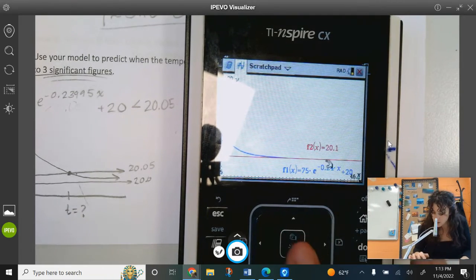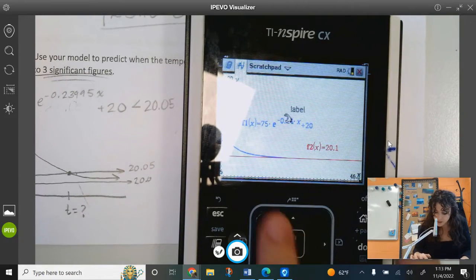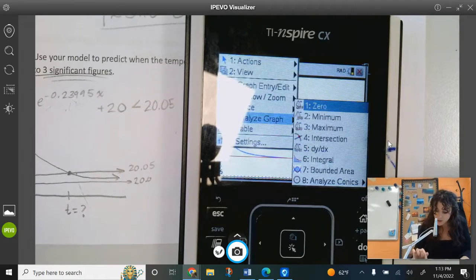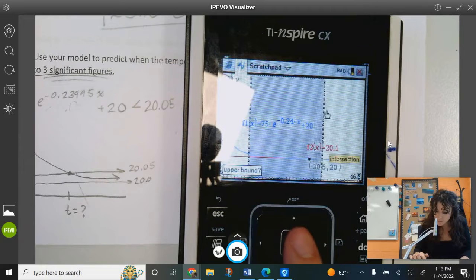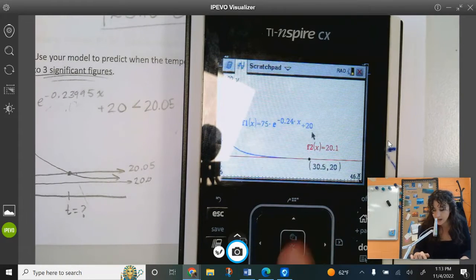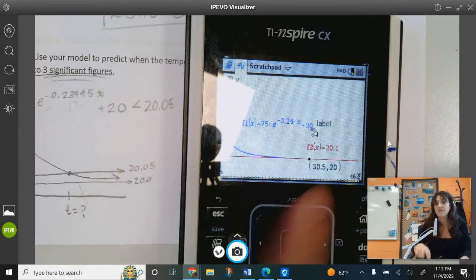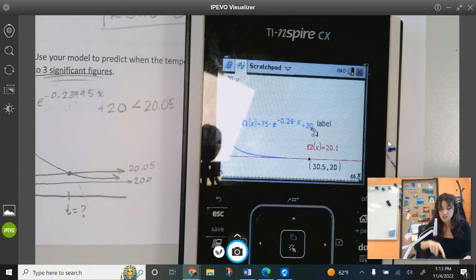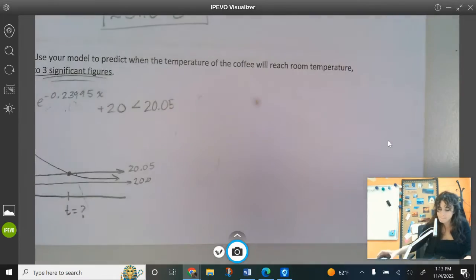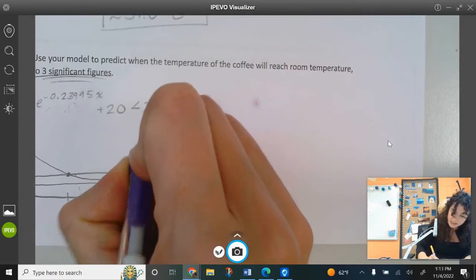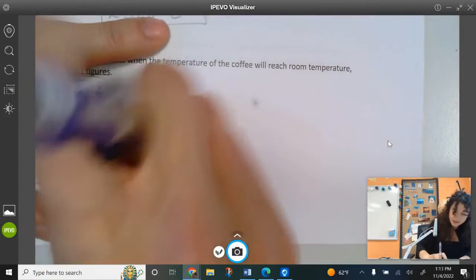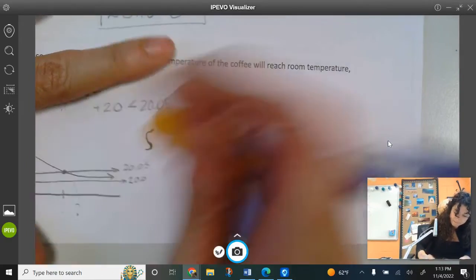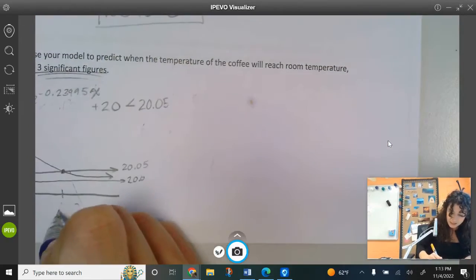Okay, so this and this are the equations. Now I just want to find the intersection. So I'm going to give myself a really large bound, and I can see that at 30.5 is when it intersects at this value right here. So the answer to this is anytime t, I guess it says x. Weird. Normally it's t.